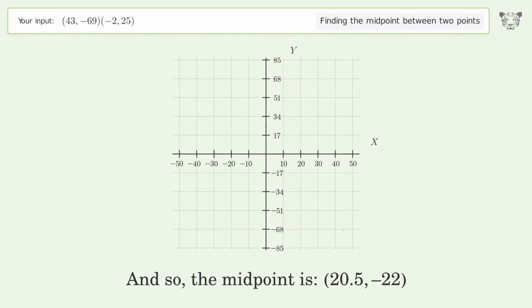And so, the midpoint is 20.5, negative 22.